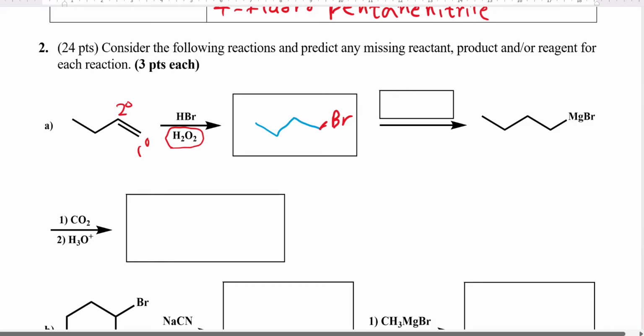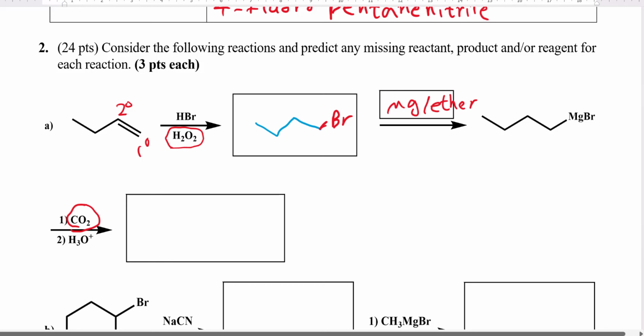Then comparing this product to the next step, instead of bromine we have MgBr. So it is synthesis of a Grignard reagent. So what we need here is Mg, or we can write Mg and ether, because the solvent normally is ether or THF. In the next step, Grignard reacts with carbon dioxide, followed by acidifying the mixture.